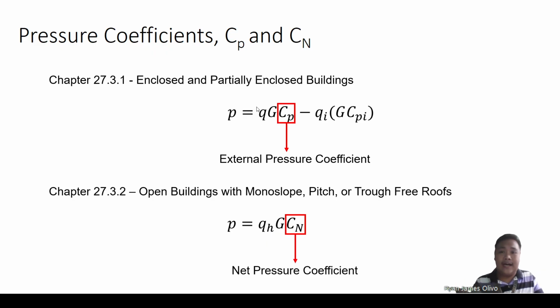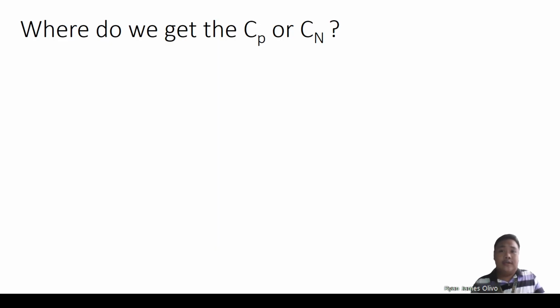While for enclosed and partially enclosed buildings, it's either the z height or the mean roof height. The z height is for the windward wall, and the mean roof height is for the windward and leeward roof and the leeward wall. Anyway, it's not about the velocity pressure q, but about the pressure coefficients Cp and Cn. We need to understand this because this is very important if we want to assign wind loads in ETABS. One thing we need to understand is where we get the Cp or Cn.